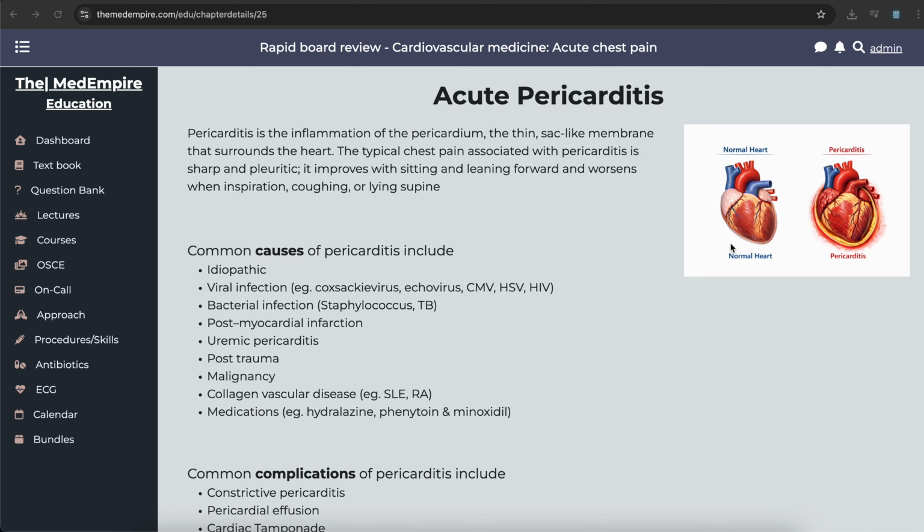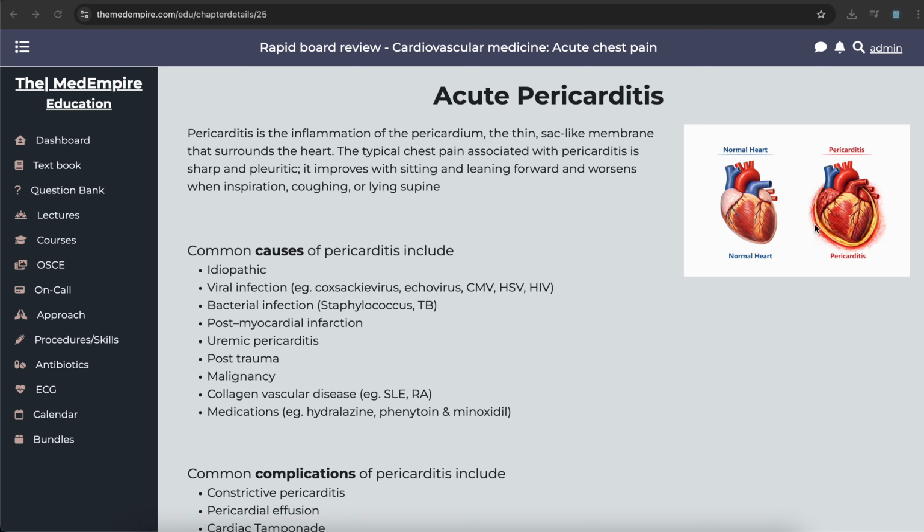Pericardium. The pericardium is the sheath or the coverage that is surrounding the heart, and you can see it here, that is normal, and here is inflamed. So that coverage that surrounds the heart, when it's inflamed, we call it pericarditis.